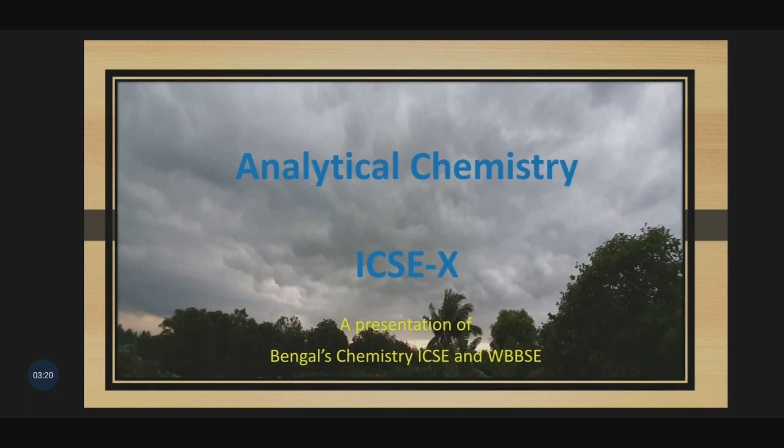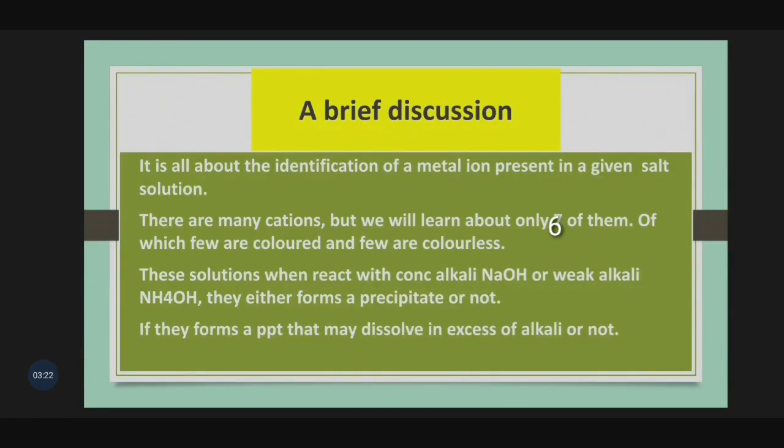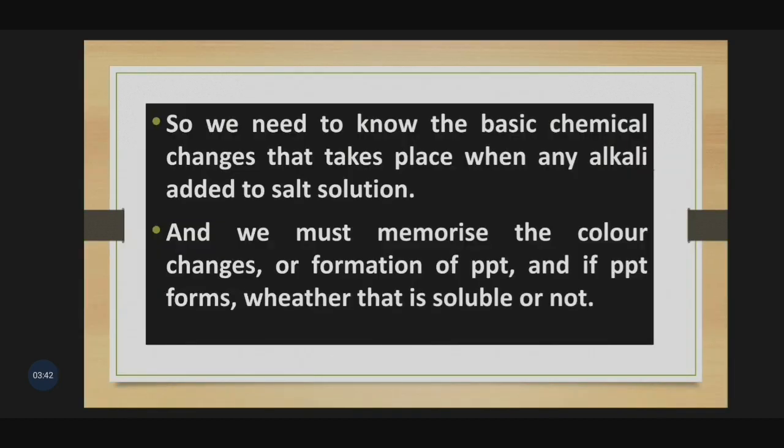So in analytical chemistry, one thing will happen: we will take the salt solution, we will add the alkali. After adding the alkali, we will get a precipitate that may have a color or may be white. Whatever it is, we have to remember the colors. Then we add excess. Now after excess addition, what happens? That's all about analytical chemistry.